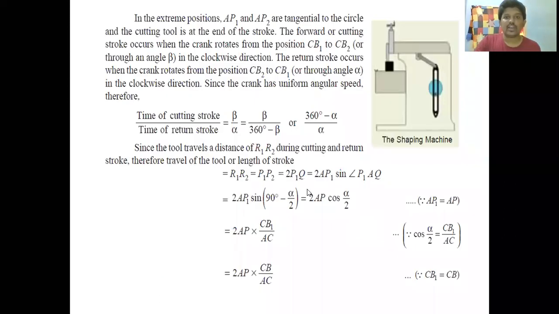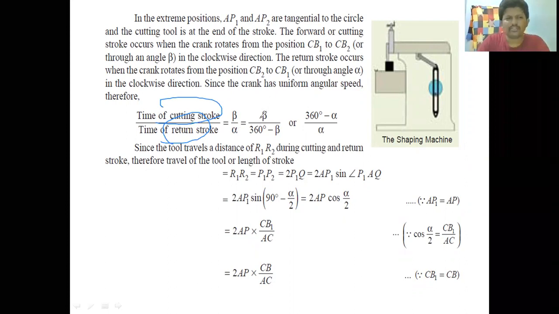Next, we said we have some angles there, right? Now, if you see, the angle from CB1 to CB2 is beta. In the diagram, I think you can see. In the same way, CB2 to CB1 is our alpha, which is moving in the clockwise direction. Now we should find a ratio here. The time of the cutting stroke to the time of the return stroke: the cutting stroke is beta, which is CB1 to CB2. The return stroke is alpha, which is CB2 to CB1. This is beta.